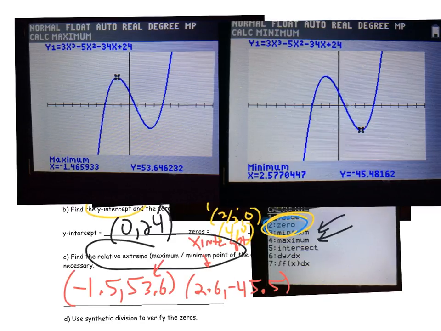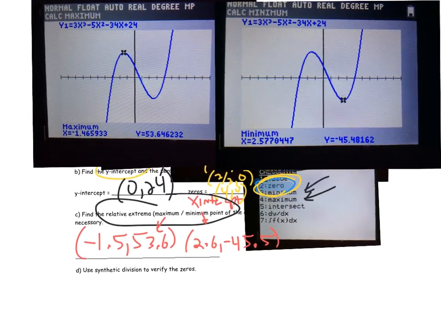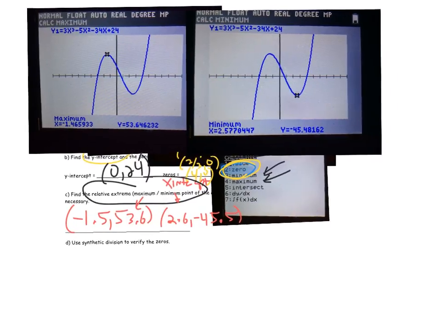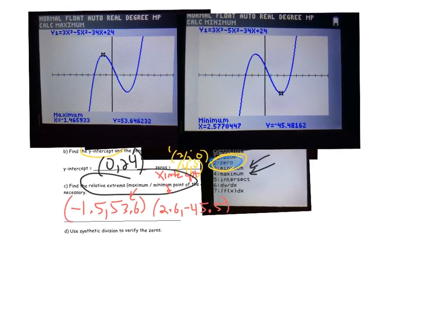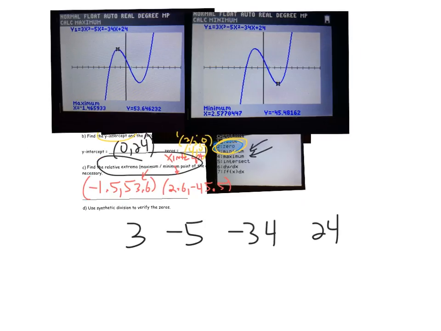Lastly, what we need to do is use synthetic division to verify the zeros. What we're going to do is take our equation. Remember, the equation that we're trying to graph is 3x^3 - 5x^2 - 34x + 24. We're going to take all three of the zeros and do synthetic division.